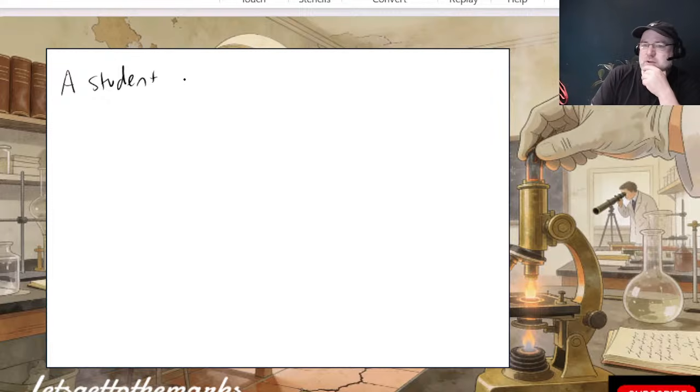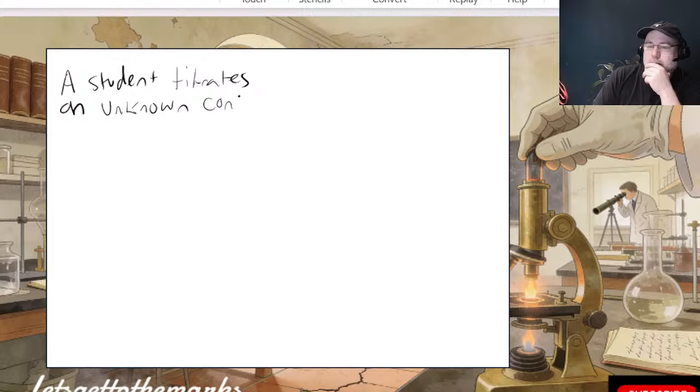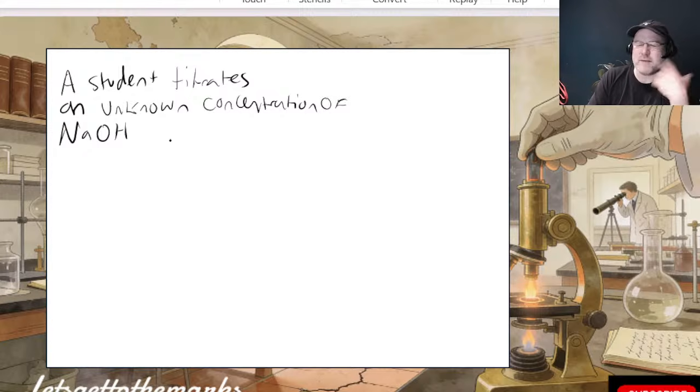Sometimes they're 5 marks. So a student titrates an unknown concentration of NaOH. I mean, they would say like the student adds 25 cm³ of NaOH via a pipette to a conical flask, an unknown concentration of NaOH.